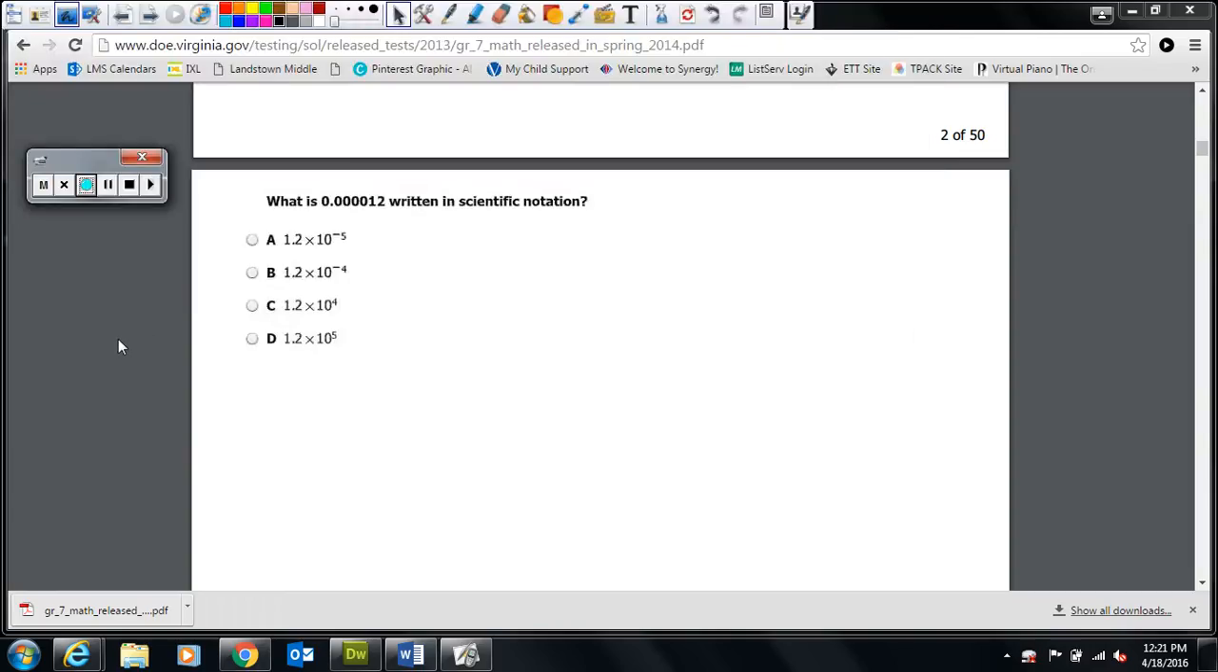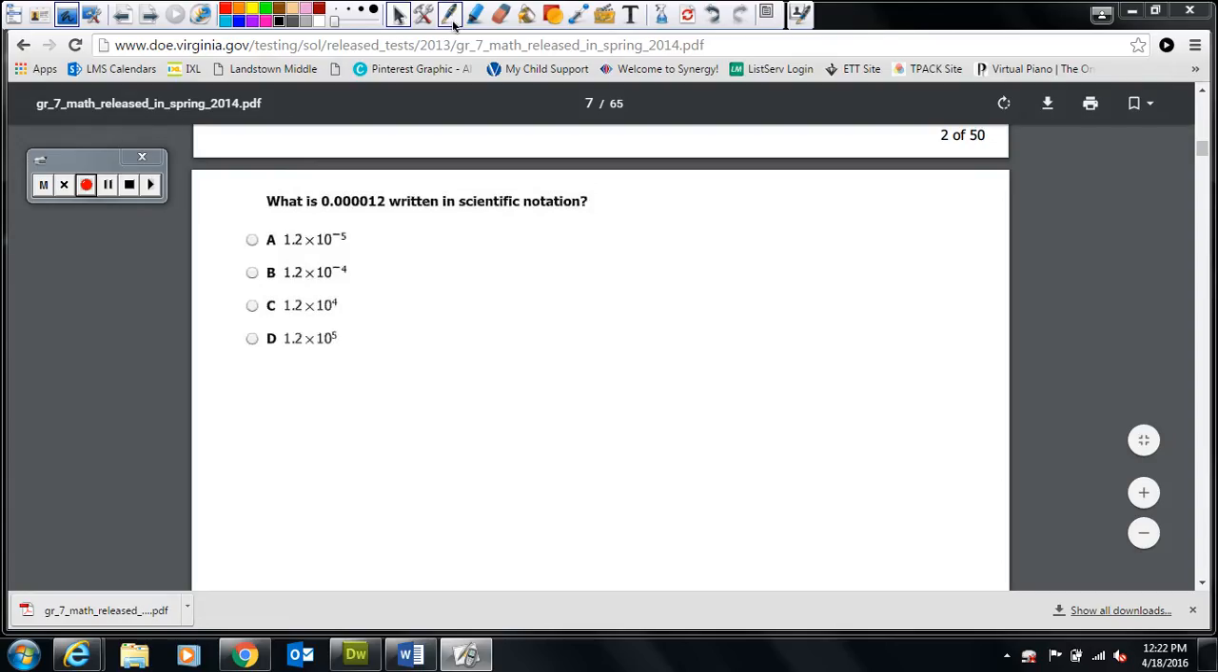All right, here we are at question number 3 from the 2014 Math 7 SOL test. It asks us, which scientific notation answer is equivalent to this standard notation number? So really, this is a pretty simple question if you remember how to transfer standard numbers into scientific notation.